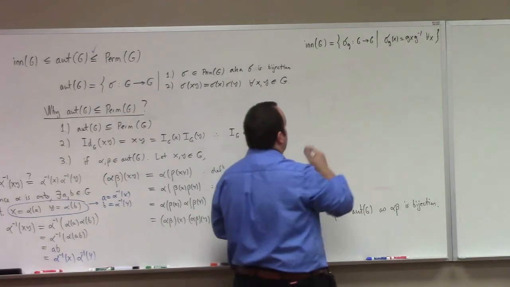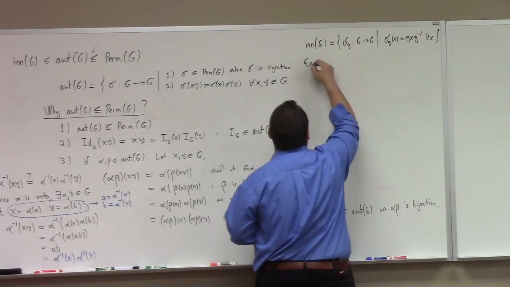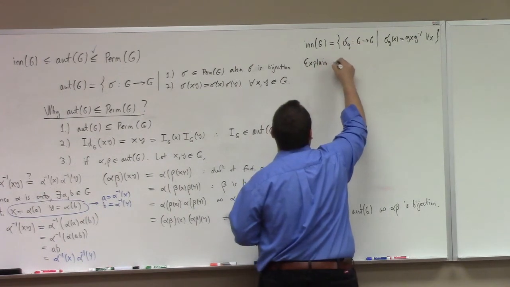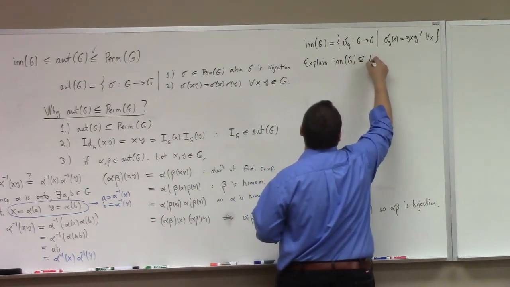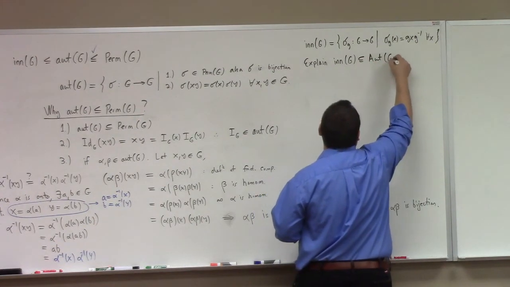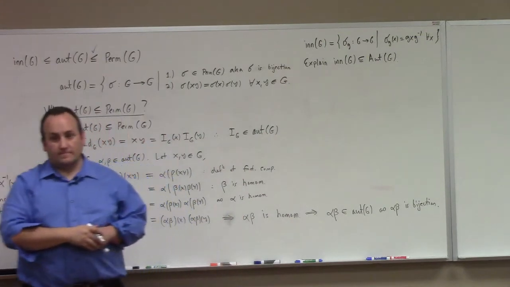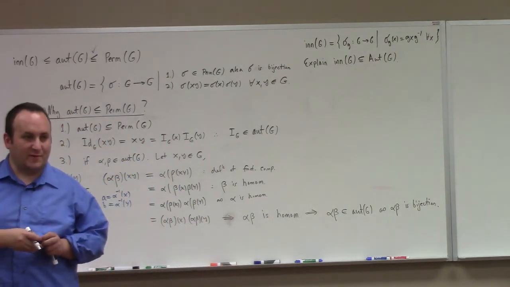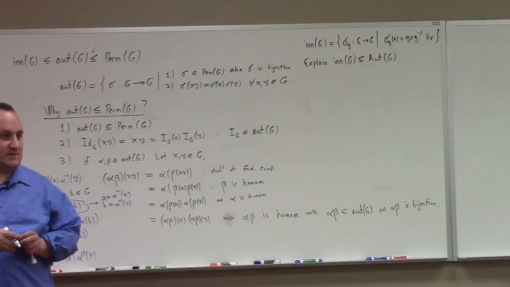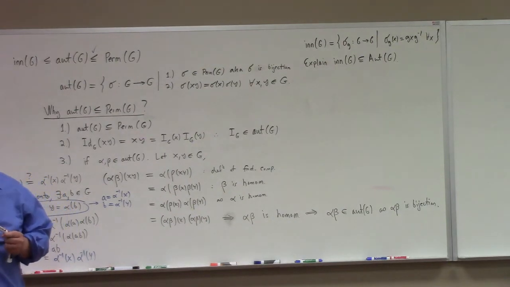So let's see here. Our first order of business is to explain why it is that Inn(G) is a subset of Aut(G). That's not immediately clear, right? If I say you multiply by g and g inverse, it's obviously a homomorphism. I don't think that's obvious. Is it a bijection? I don't think that's obvious either. I mean, we need to prove those things.